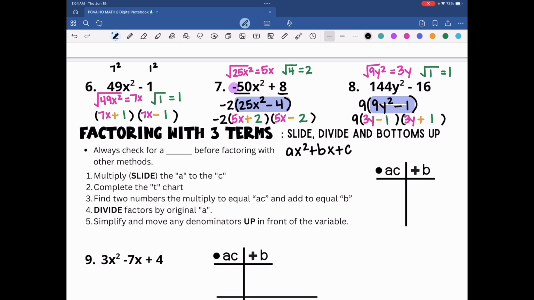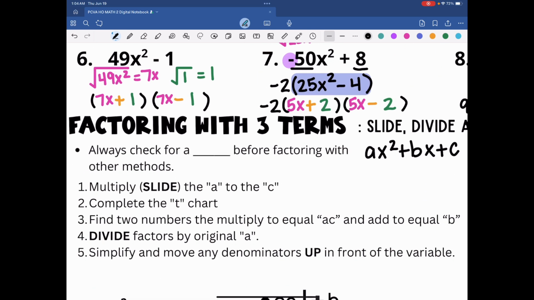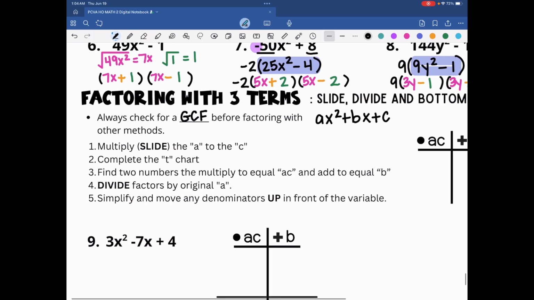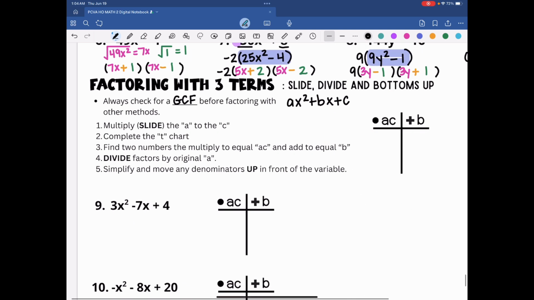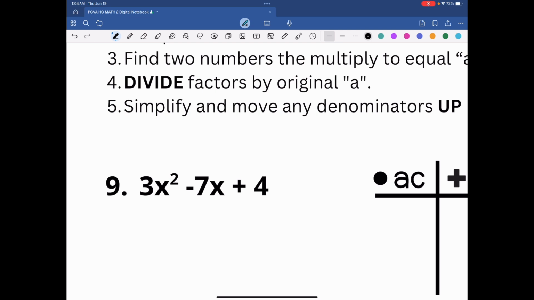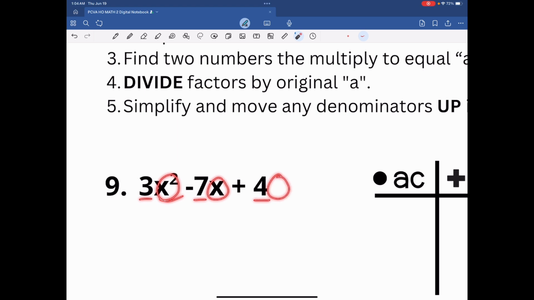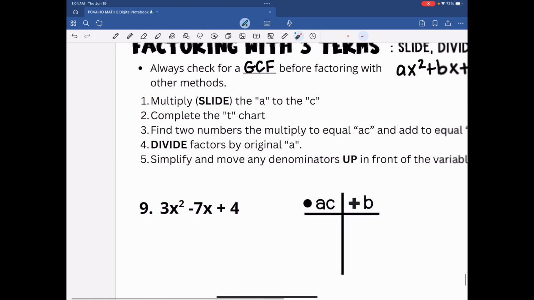So, as always, when I have a trinomial, which is three terms, I'm going to check for a GCF first. If I have a GCF, I take the GCF out, but the GCF is still going to be part of the final factored format. When I have a trinomial, it's called slide, divide, and I say bottoms up, but basically you're moving anything in the denominator up. So, first thing we're going to do is check for a GCF here. My terms are 3, 7, and 4, and then I have 2 x's, 1 x, no x.